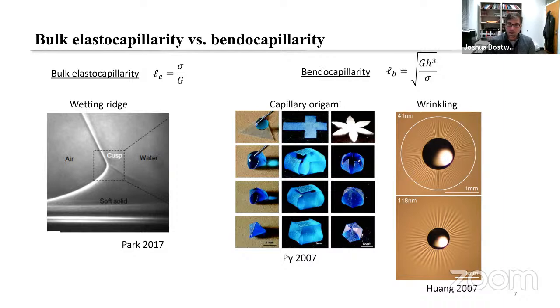All right. Surface tension can also induce deformations in much stronger substrates that are actually very thin. And this belongs to the field of bendocapillarity, as shown on the right. So here, surface tension forces can deform much more rigid substrates, provided that these substrates are very thin. In this case, capillary forces induce bending of those substrates, which can give rise to wrinkling, as shown on the far right, or interesting self-folding capillary origami behaviors.